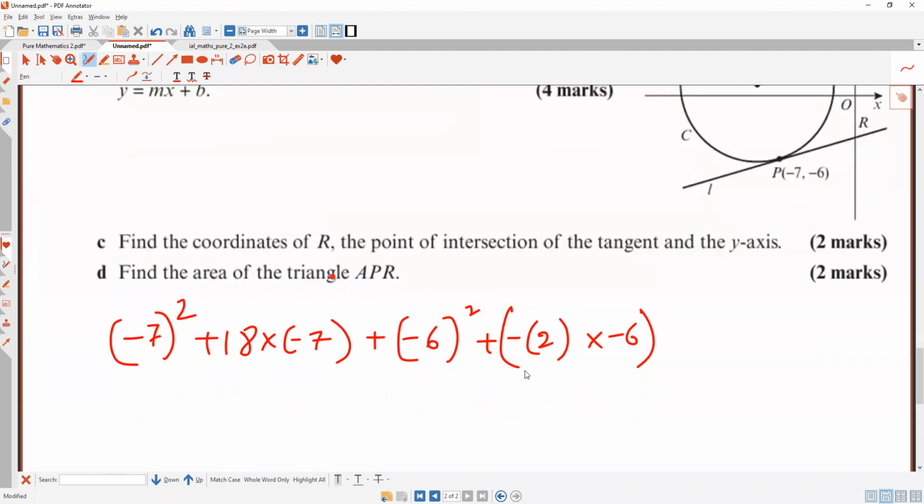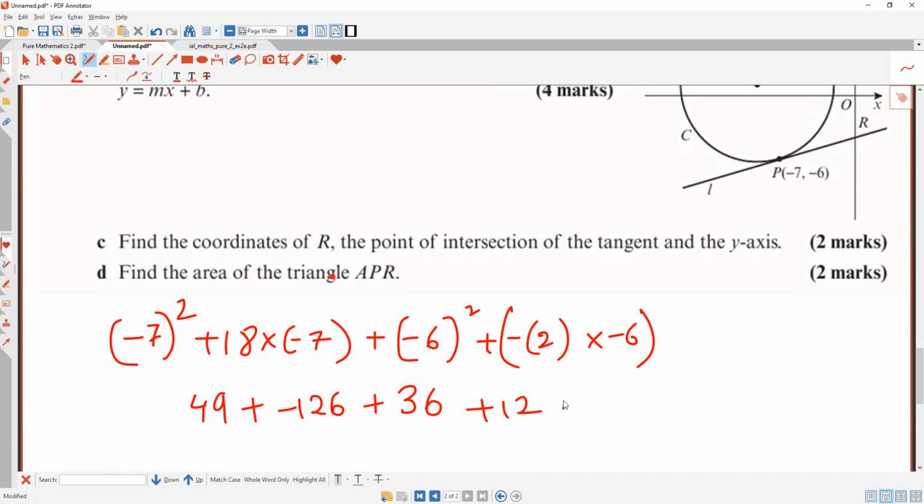So 7 square is 49. 49 plus 18 into -7 is minus 126. Okay, sorry, I made a mistake. 18 into -7 is -126. Fine. Therefore 6 square is 36, therefore plus 12. Okay, did I make any mistake over here? 49 minus 126 plus 36 plus 12.